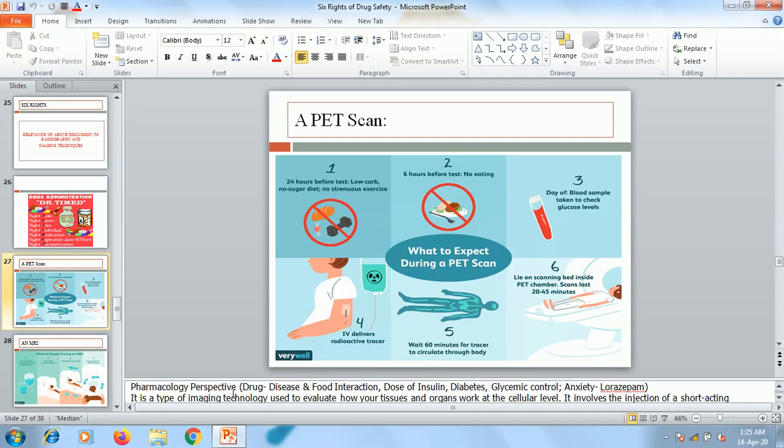To understand these examples, we must understand the principle of PET scan. So what actually this is, it is a type of imaging technology, the PET scan. It is used to evaluate how your tissues and organs work at cellular level.